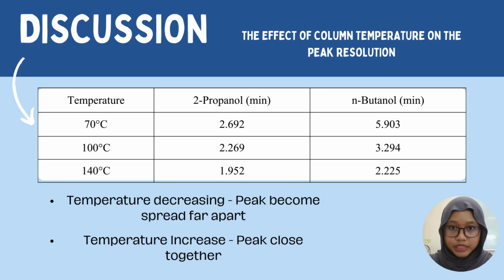For the effect on peak resolution, resolution refers to how well two peaks are separated from each other. At a lower temperature, which is 70 degrees, the peaks will be spread far apart, with a difference of 3.21 minutes, providing a high resolution and clear separation. However, the peaks are broader. But if the temperature is increased to 140 degrees, the peaks will elute very closely together, with a difference of only 0.27 minutes, while the peaks are narrower and sharper. The resolution will decrease, raising peak overlap if the temperature is too high.